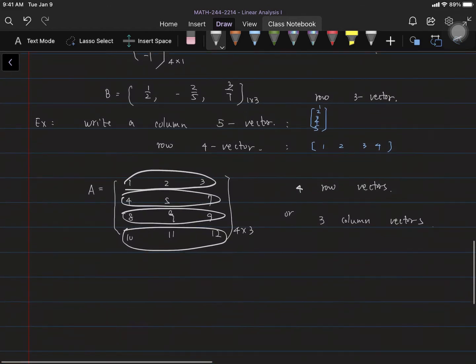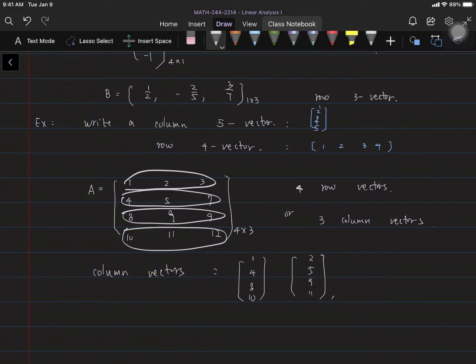So the row vectors, let's try to write down the 3 column vectors. The 3 column vectors are: column 1 for the first column, second column 2, 5, 9. So we look in the vertical way, right? And 3, 7, 9, 12. Okay, column vectors.